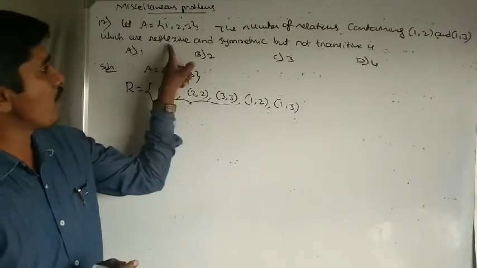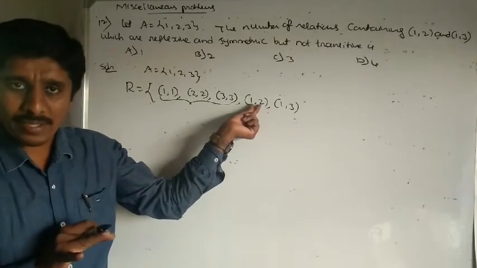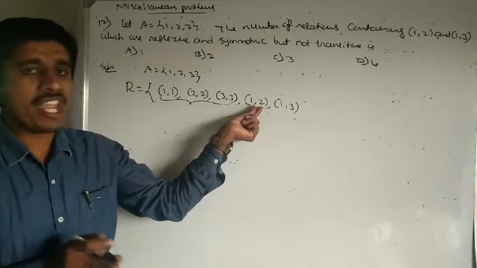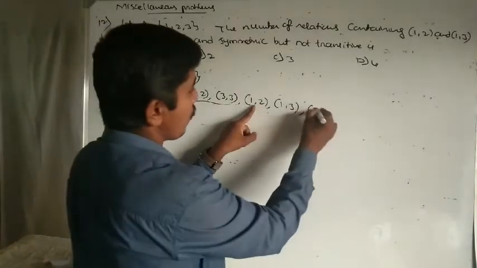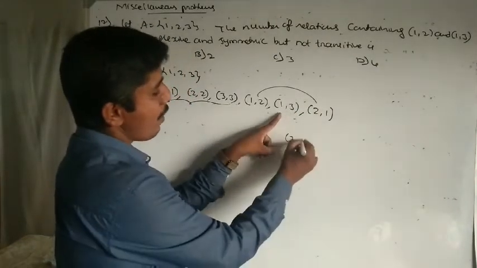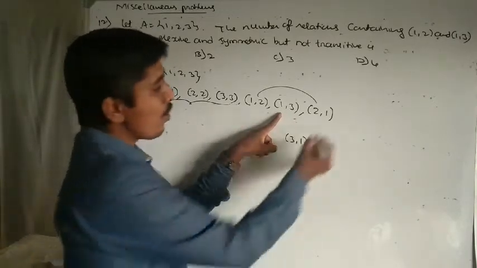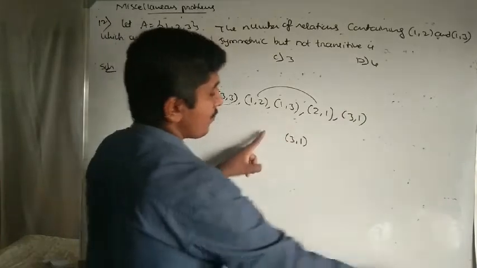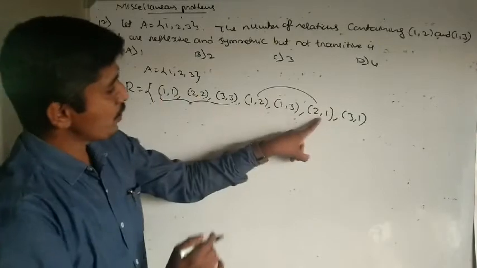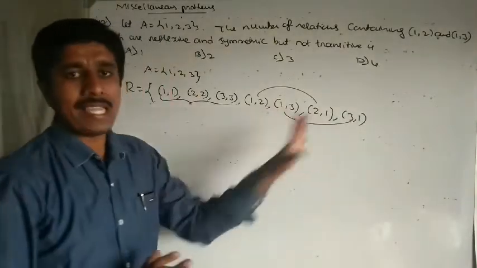We have to take an example for both reflexive and symmetric. (1, 2) belongs to R but (2, 1) does not belong to R. Therefore it is not symmetric. For it to be symmetric, you must include (2, 1). Next, (1, 3) belongs to R but (3, 1) does not belong to R, so it is not symmetric. For it to be symmetric, you must include (3, 1). Now (1, 2), (2, 1) belong to the relation, and (1, 3), (3, 1) belong to the relation. Clearly it is symmetric.